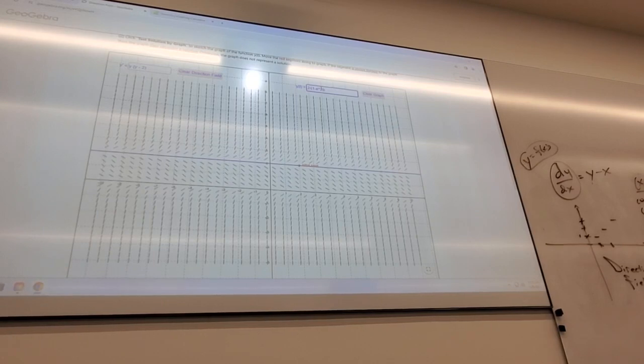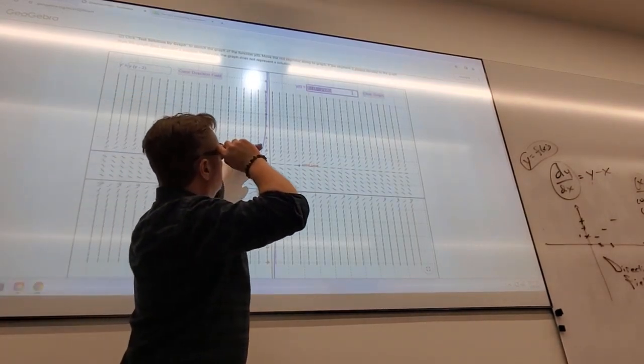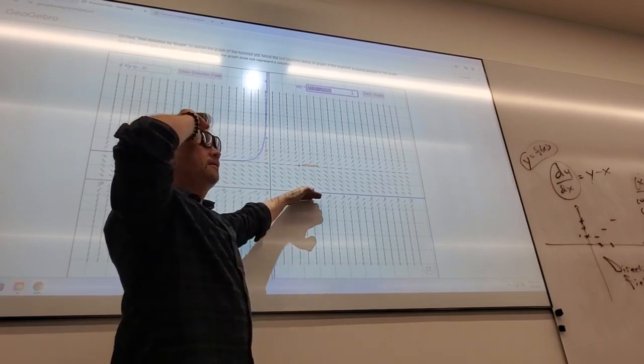Let's see if it's able to handle this. Well, I probably got to put this in parentheses. Become a whole thing. There you go. Let's see. There. Okay. Sweet. Look at that. Does it line up with the direction field elements? Do you see that? That's cool.